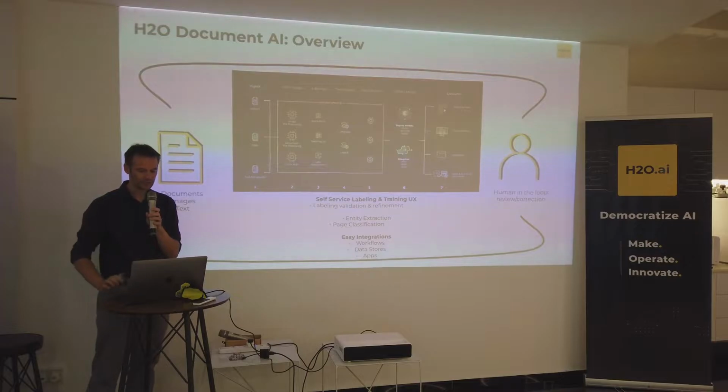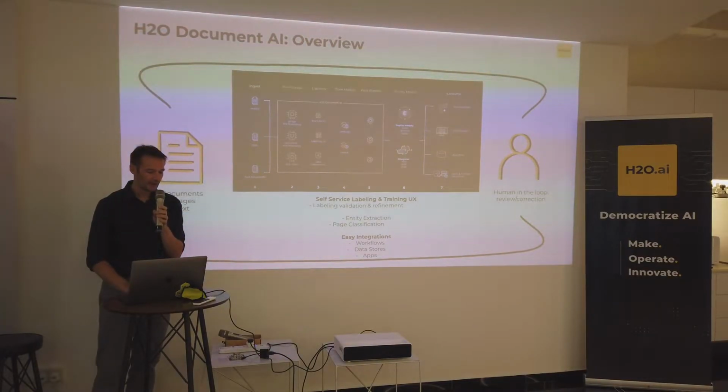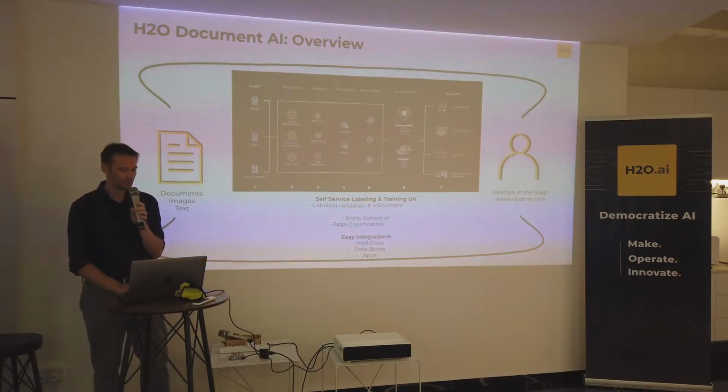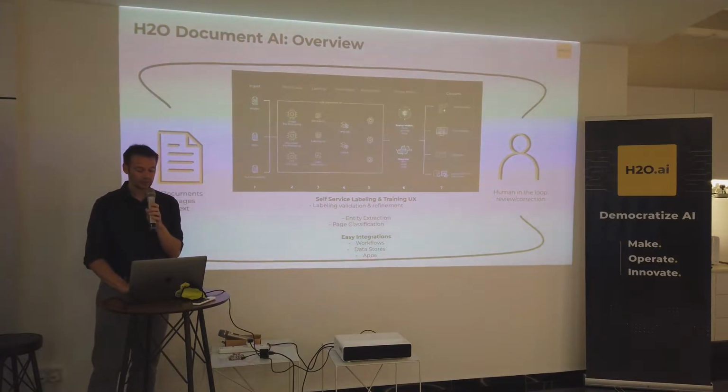But start out with the high level. This is ours specifically. It's similar to others. So H2O Document AI, the overview, real basic. We're going to get documents in on the left. We're going to process them with everything we're going to talk about tonight. And then, so what do you do there? There are a few different components of how we're doing this.